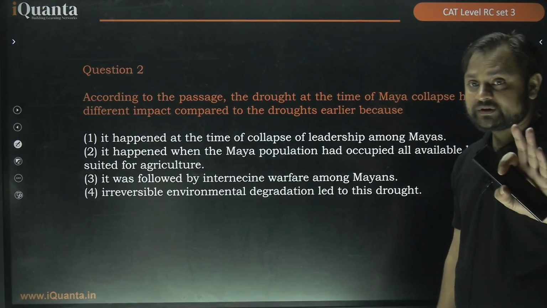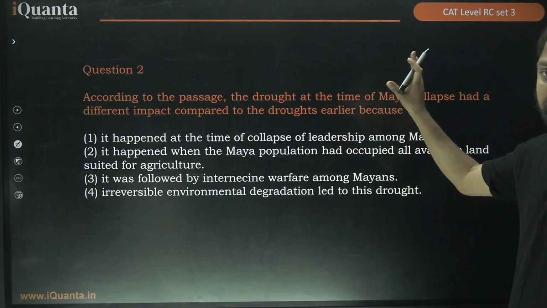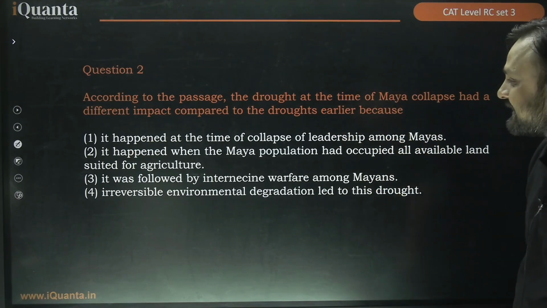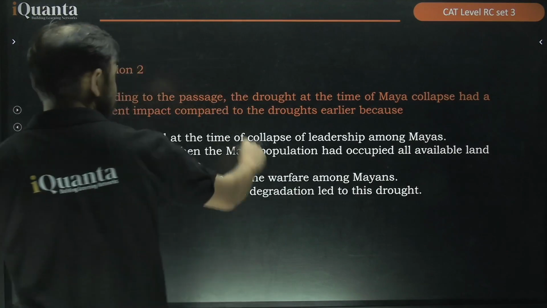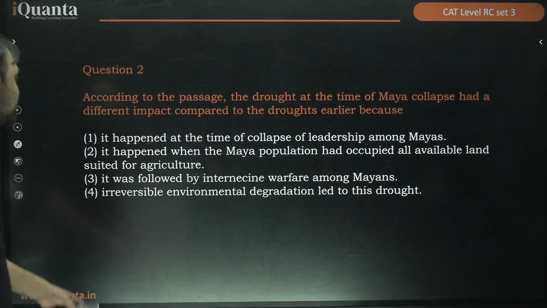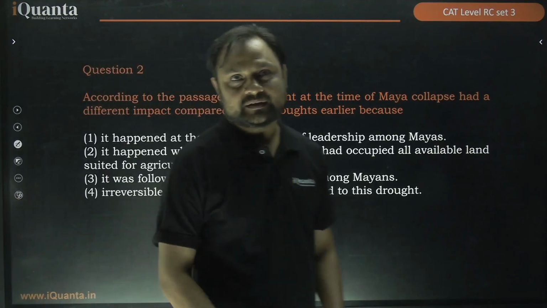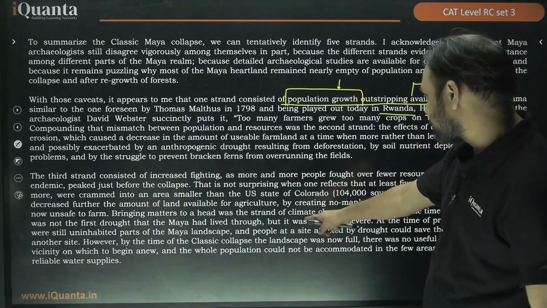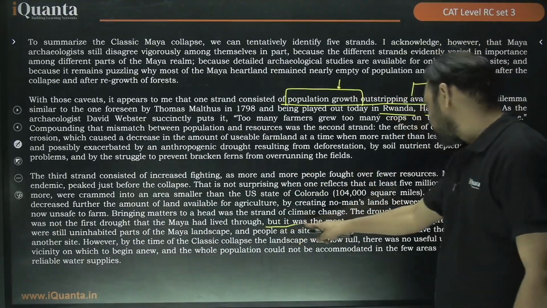Now, if you have not done this before, you can pause it and try to attempt it on your own, and now that you have selected your answer, continue watching this. It says that according to the passage, the drought at the time of Maya collapse had a different impact compared to the droughts earlier. You have read this in the passage, so let us go to the passage. Here you are talking about this drought and how it was more severe.